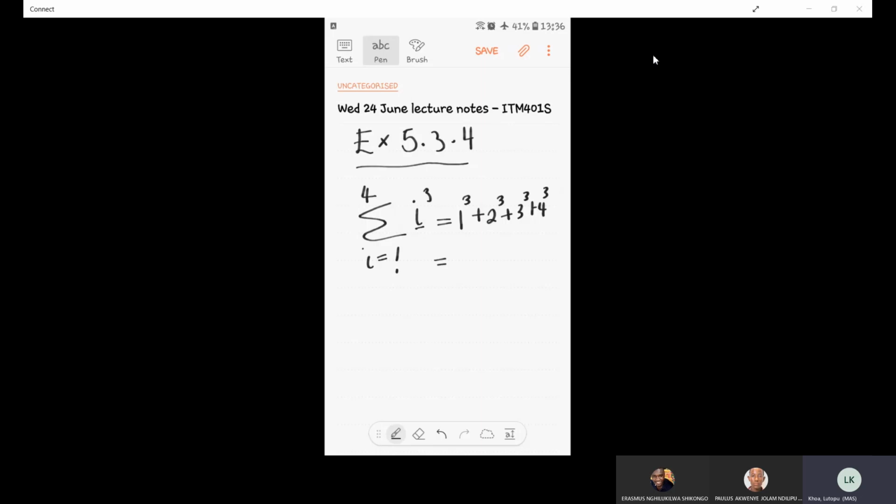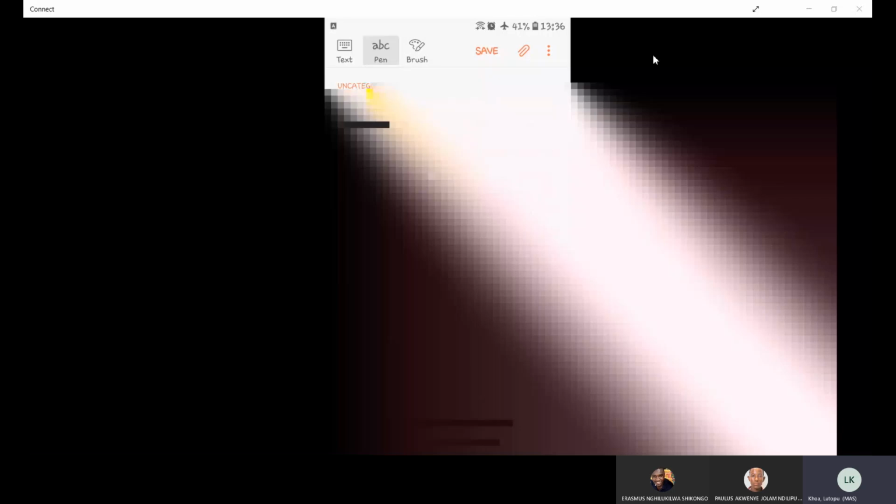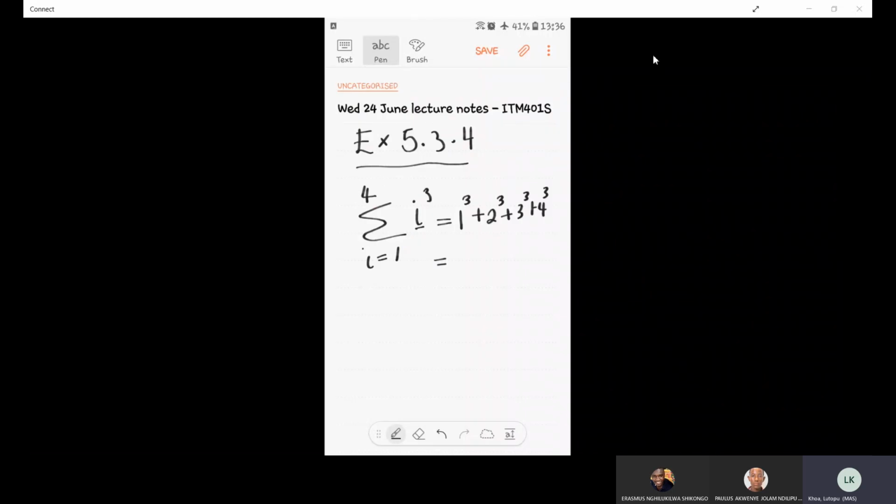So this one is fairly simple to do. You work it out on your calculator: 1 plus 8 plus 27 plus 64. This is equal to 100.